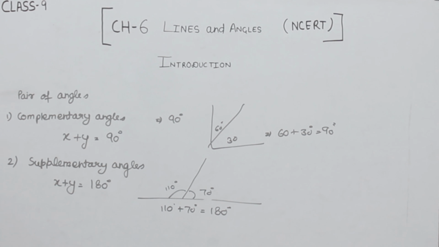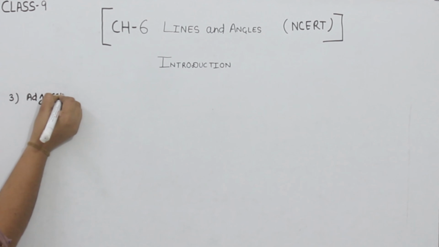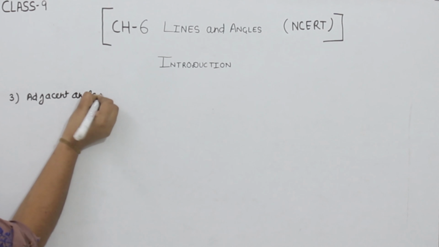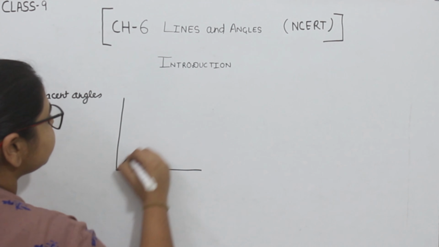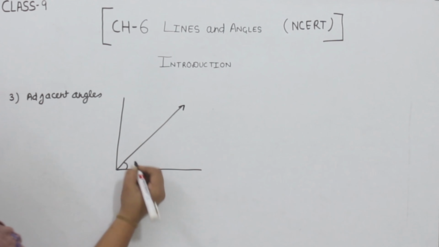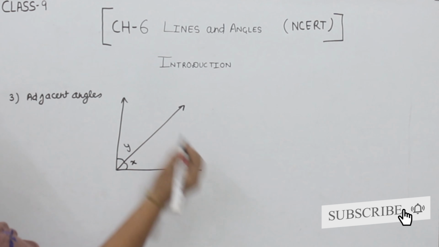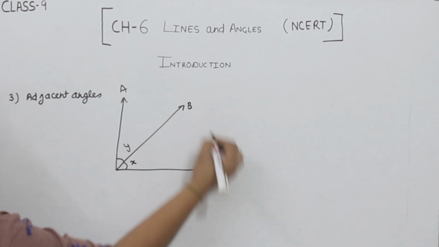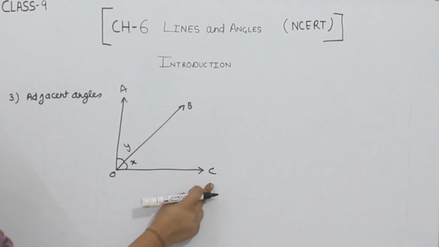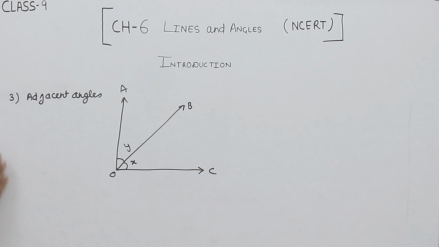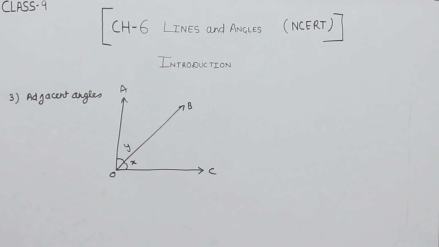Now comes to the third one. The third one is adjacent angles. Now the adjacent angles are angles which are having one line in common. For example, this is the angle x and this is the angle y. Now in the angles AOB and BOC, the OB is the common line. So the angles which are having a common line are called the adjacent angles.